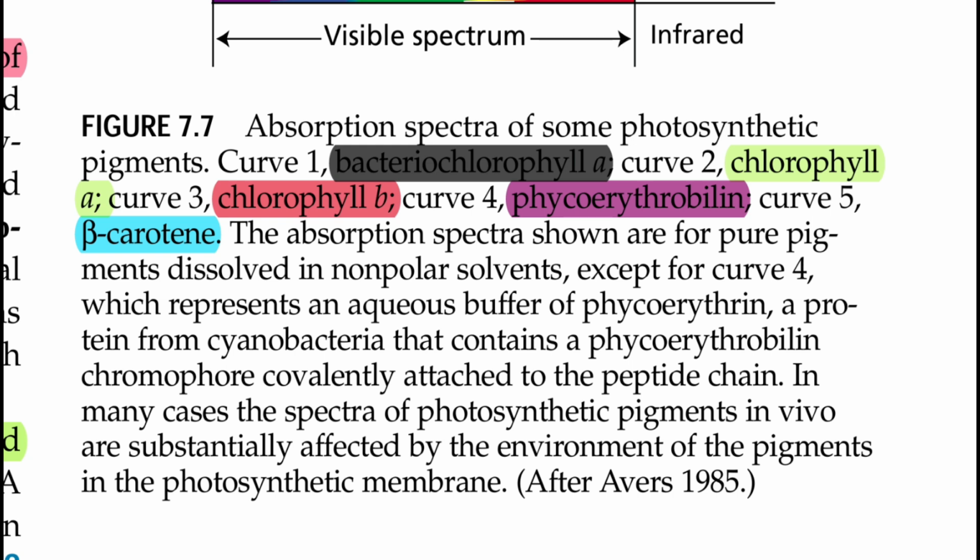So here, the absorption spectra shown are of pure pigment dissolved in non-polar solvent, except for curve 4, that is phycoerythrobilin, which represents an aqueous buffer of phycoerythrin, a protein from cyanobacteria that contains a phycoerythrobilin chromophore covalently attached to the peptide chain. In many cases, the spectra of photosynthetic pigments in vivo are substantially affected by the environment of the pigments in the photosynthetic membrane.